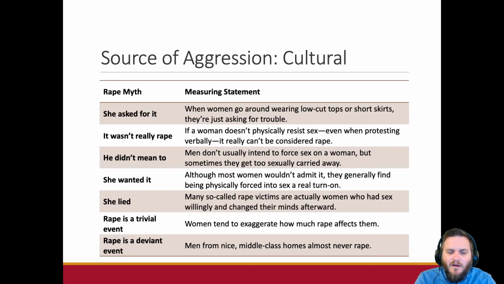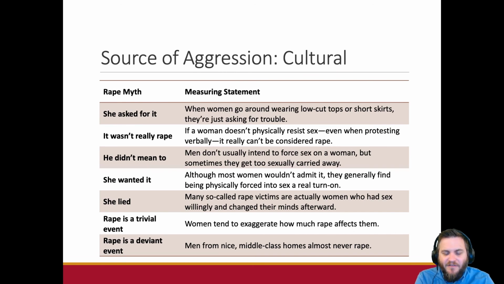And here are the rape myths. Everything you hear about rape, blaming the victim, is a myth. She asked for it. It wasn't really rape. He didn't mean to. She wanted it. She lied. Rape is a trivial event. Rape is a deviant event.